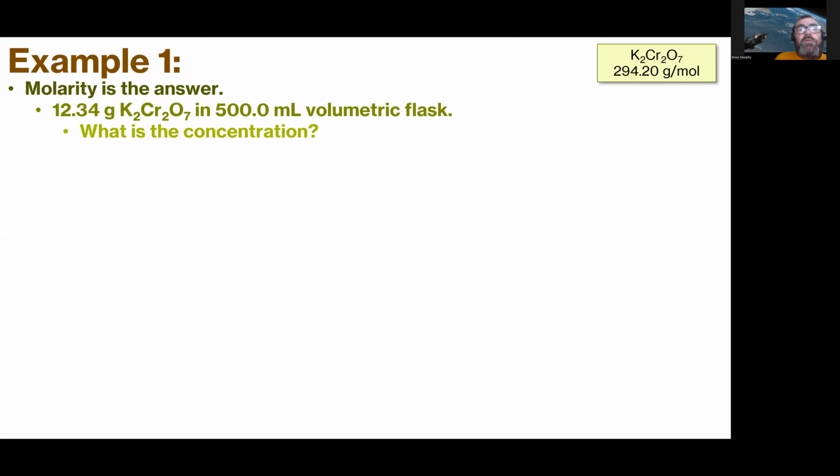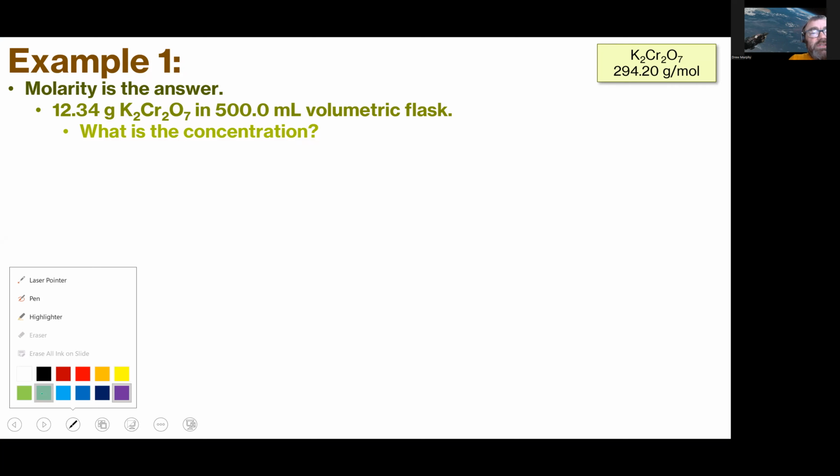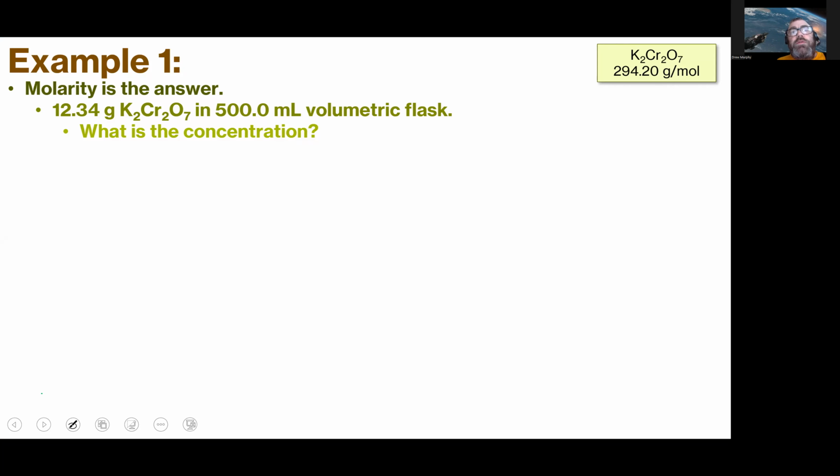Right, so let's look at some examples. How are we going to work with concentration? Just like we saw with density, there are two main ways that we'll work with concentration. One of those is where molarity is the answer. Here we have potassium dichromate and a 500 milliliter volumetric flask. We want to know what is the concentration of this solution. To tackle this, every time molarity is the answer, we have to do three things. We've got to figure out moles, figure out liters, and then do moles divided by liters. This will be our answer.